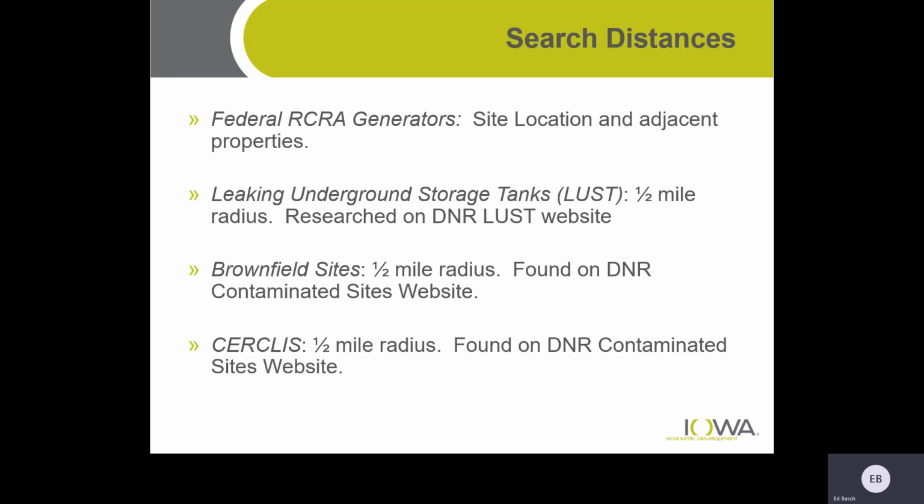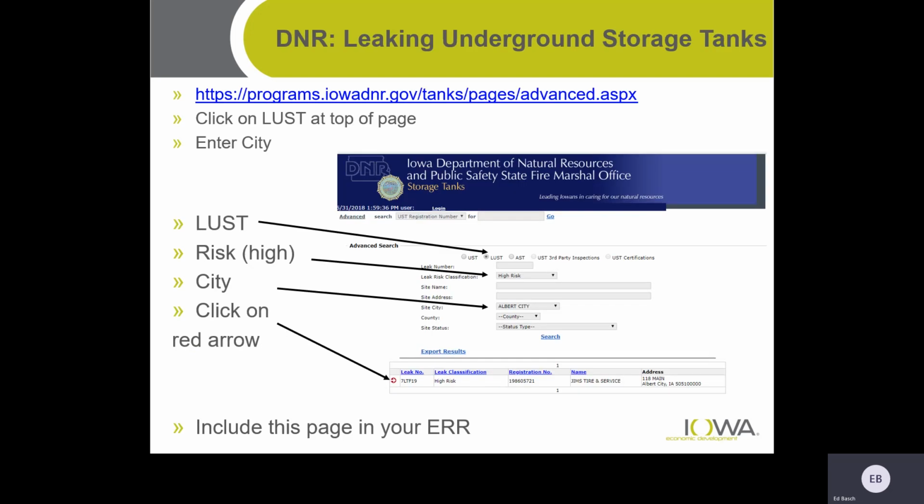If they're not within 1/2 mile, any of these type of sites as they're described at the websites on DNR, then don't be concerned about it. If they are, you need to do a little more investigation. So again, DNR leaking underground storage tanks. It will show you if you've got a high risk or not. If you do, it's within 1/2 mile. You need to find out if it's got a plume, as they say, that might affect your project site.